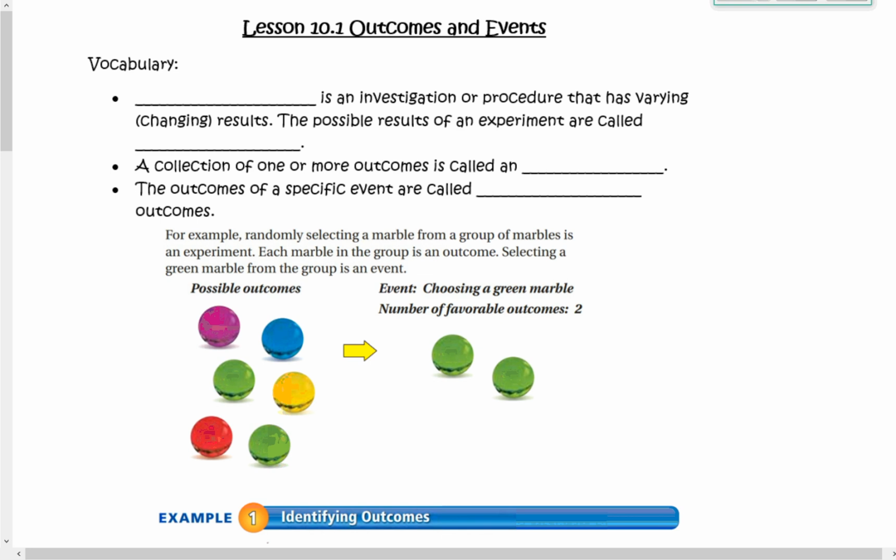Okay, today we're going to be starting chapter 10, which has to do with probability and statistics. Our first lesson is going to be 10.1, outcomes and events. Okay, we're going to start off with some vocabulary words.